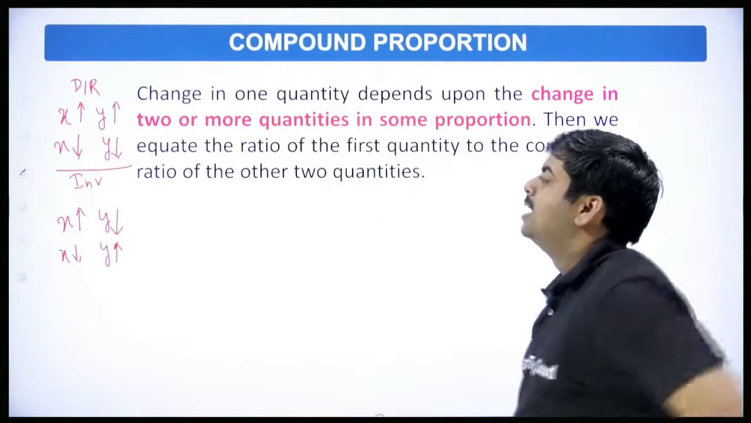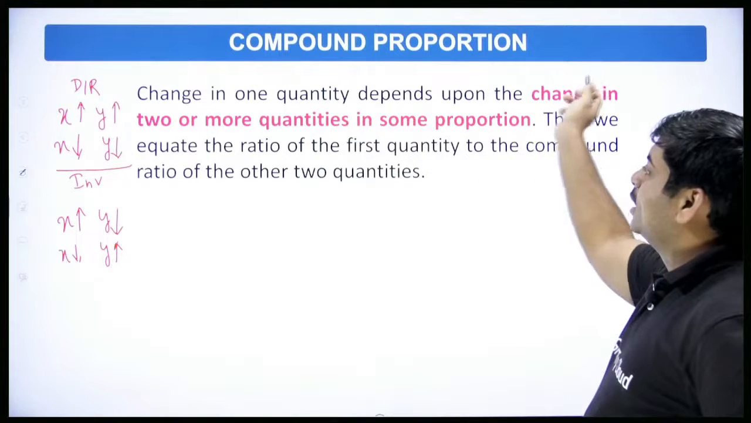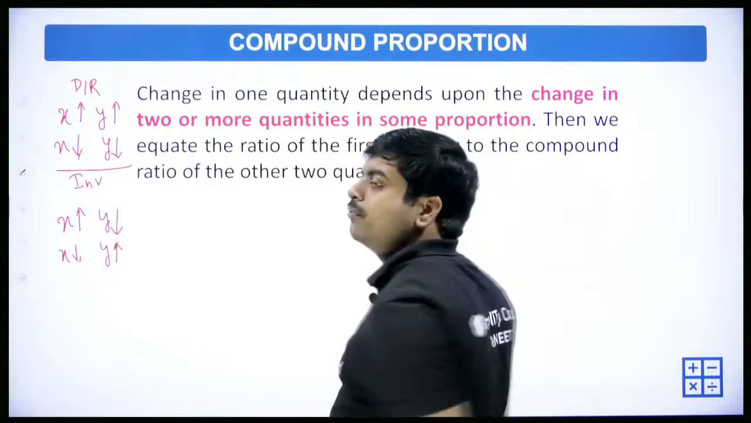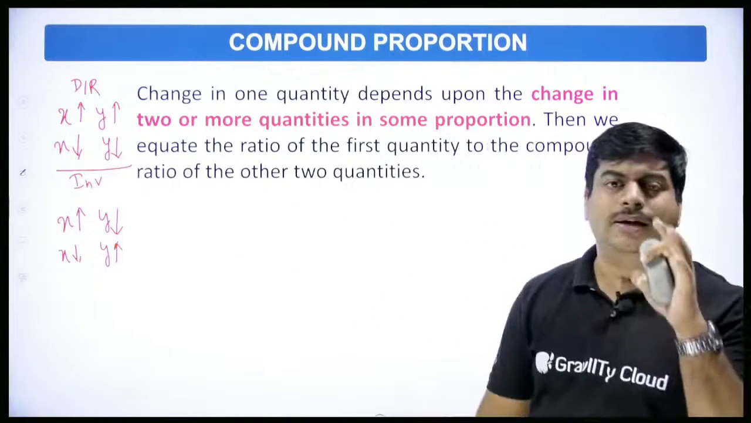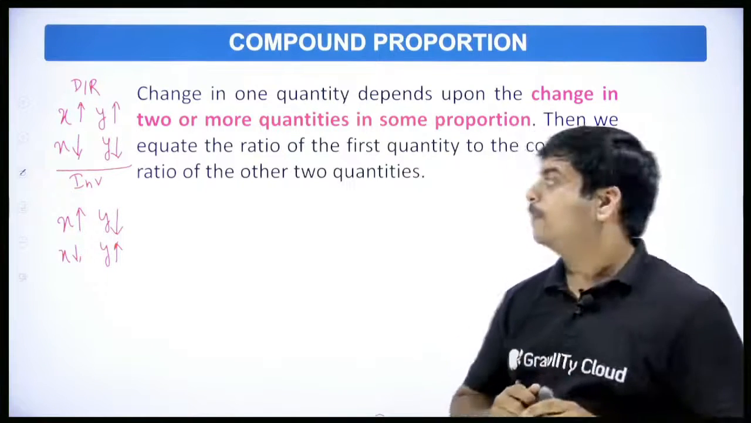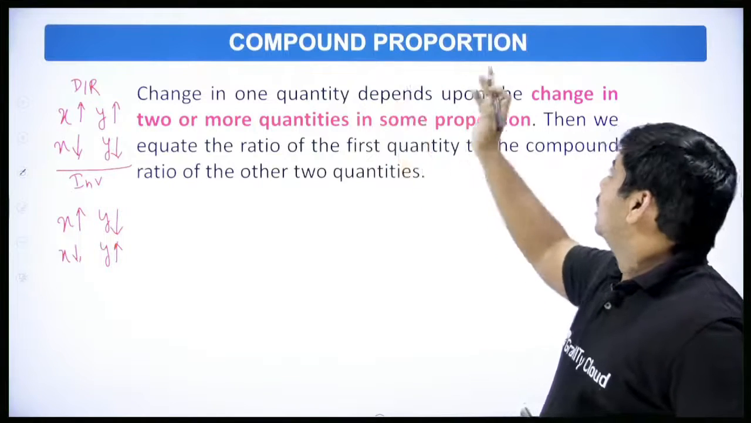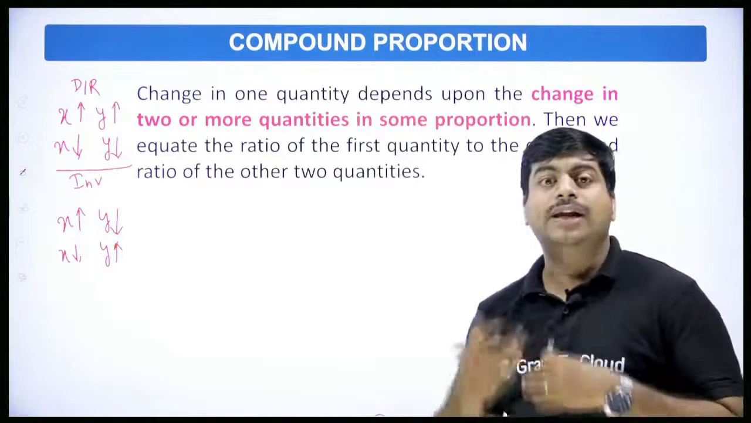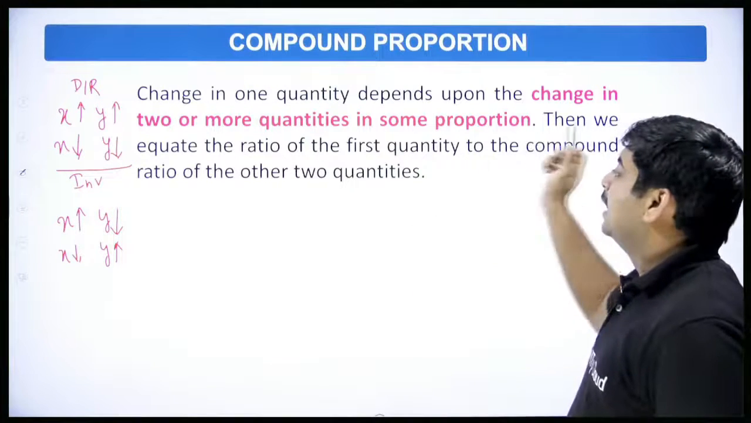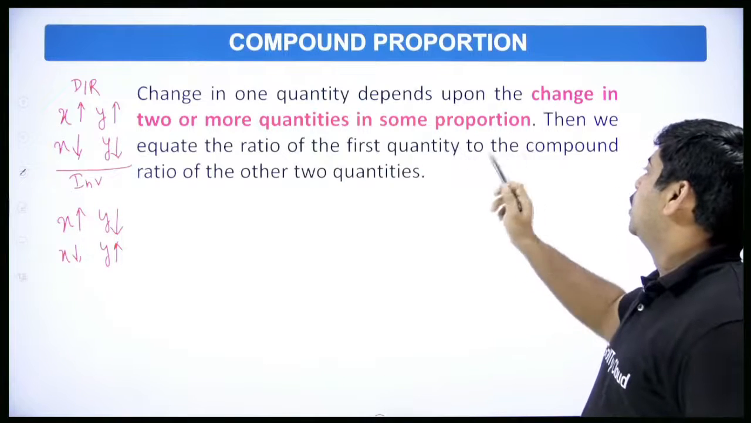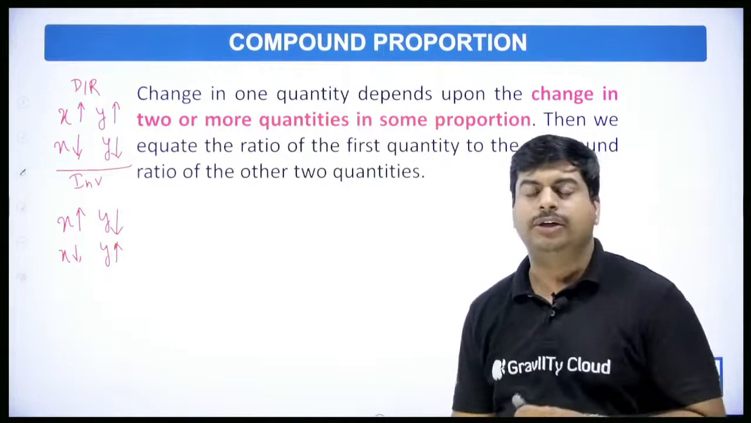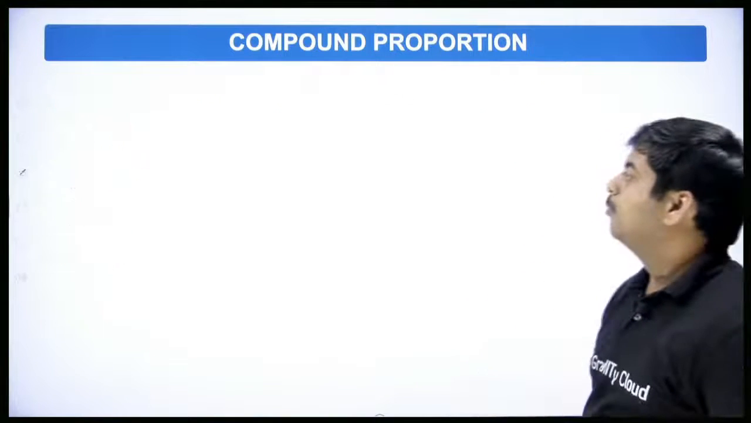Now in the compound, change in one quantity depends upon the change in 2 or more quantities in some proportion. Here we have only 2 quantities, x and y. Either it is decreasing or increasing based on the value of x. Only one quantity we are comparing. But now change in one quantity depends upon the change in 2 or more quantities. That means now we have more inputs, x, y, z. Then we equate the ratio of the first quantity to the compound ratio of the other 2 quantities. So what is this compound ratio? Let's try to understand more about this.